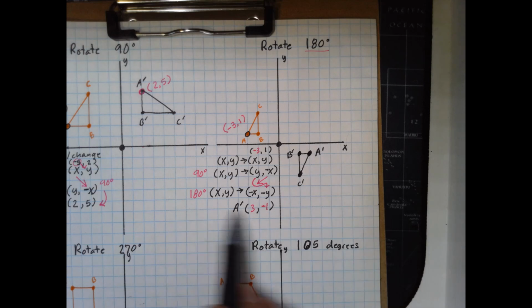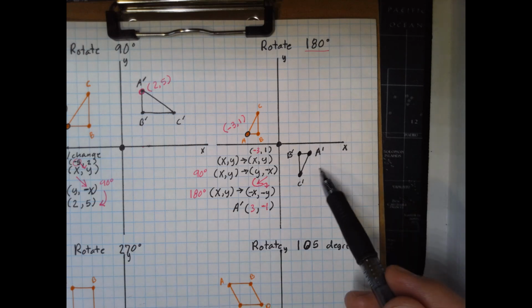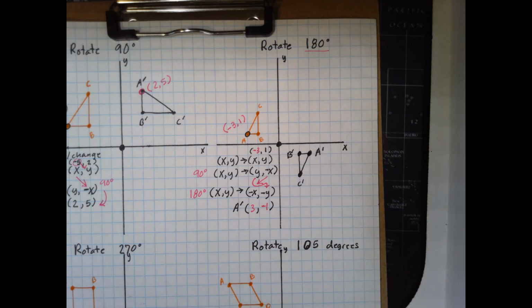So that's how we did it. I showed how to do it with a rule, but I also showed you how to do it simply by using the copier paper. So let's do another one.